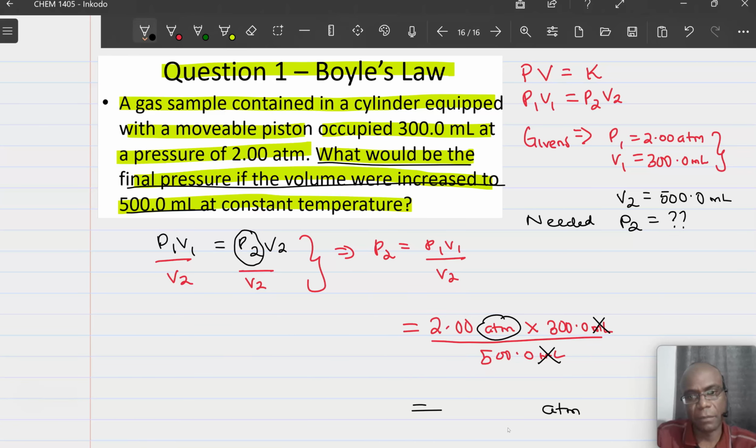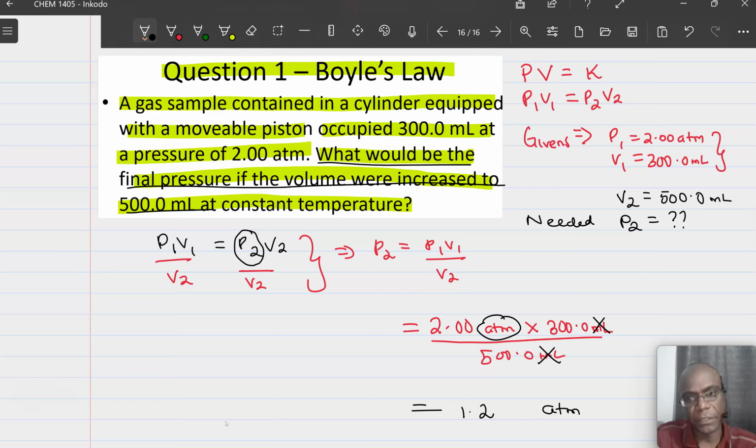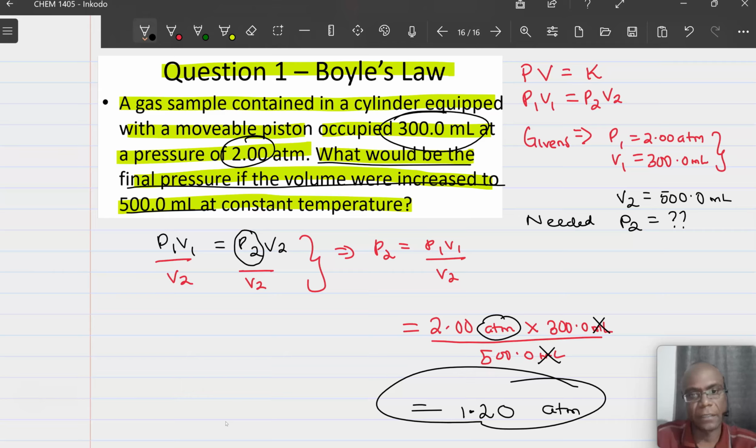If we do the math, it will be 2 divided by 500, then multiplied by 300. It gives me 1.2 atm, but I have to report it to 3 significant figures, because I have 3 sig figs versus 4, so I'm going with 3. That is going to be our P2.